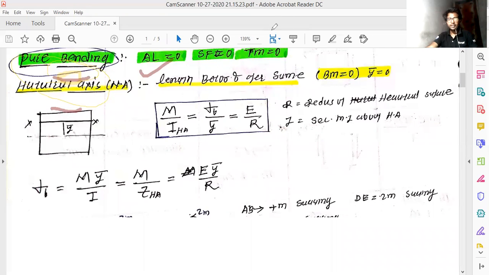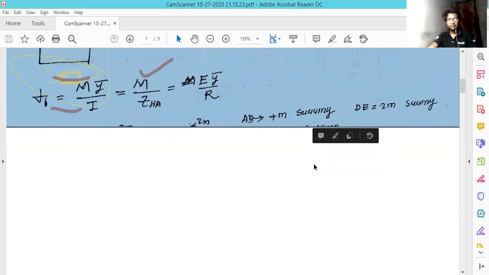This formula is very helpful in the upcoming sessions, but this is only a little bit of introduction for these formulas.